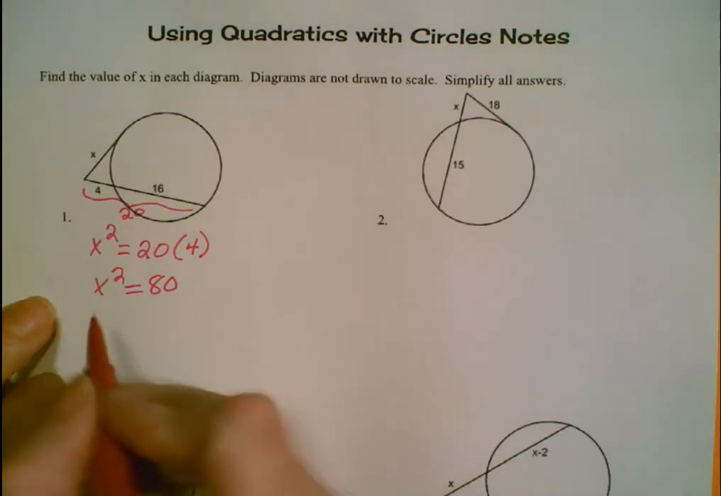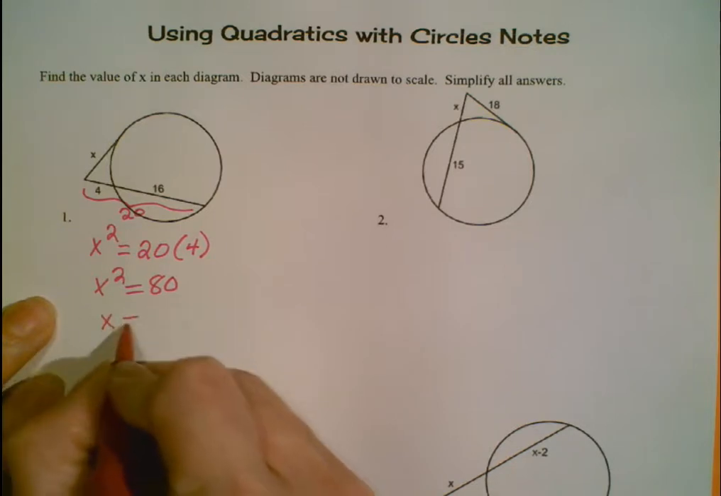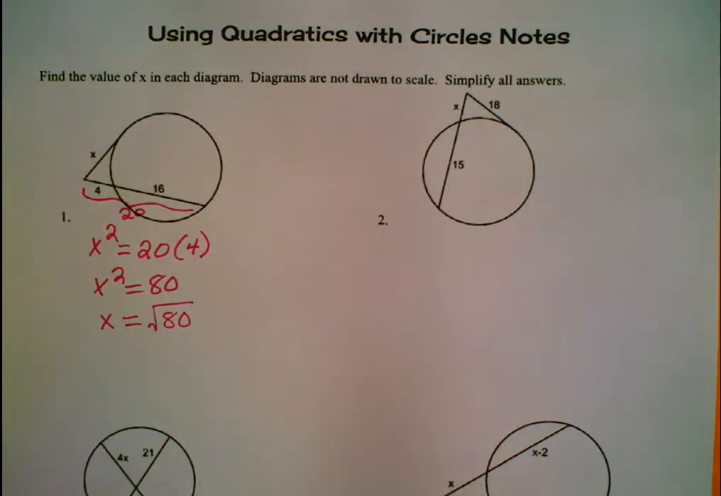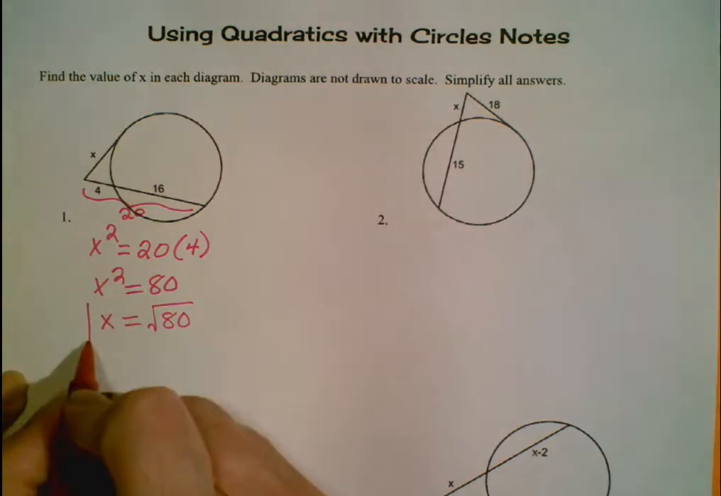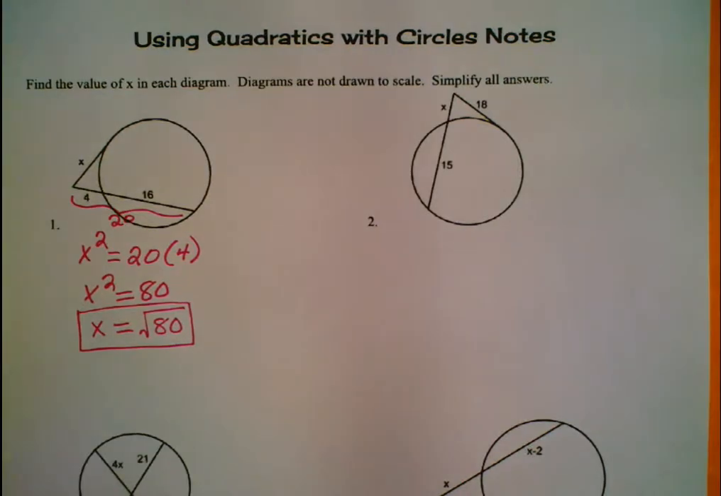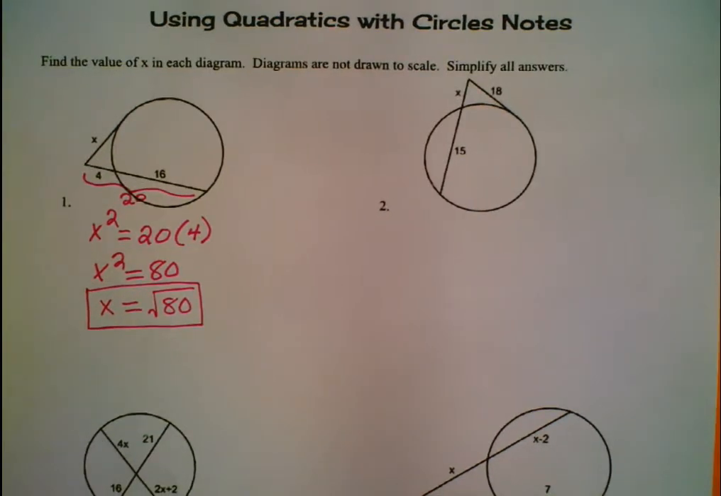To get x by itself, we take the square root of both sides, and x becomes the square root of 80. Now, for all intents and purposes here, we could simplify that if we were asked to, or if the problem asked for a decimal version, then we could go to the calculator and determine what that is. For now, I'm more worried about whether you can solve the equation correctly, rather than when you can type it into your calculator to get the decimal version, or whether you can simplify it correctly. So in this case, I'm going to leave it as the square root of 80.